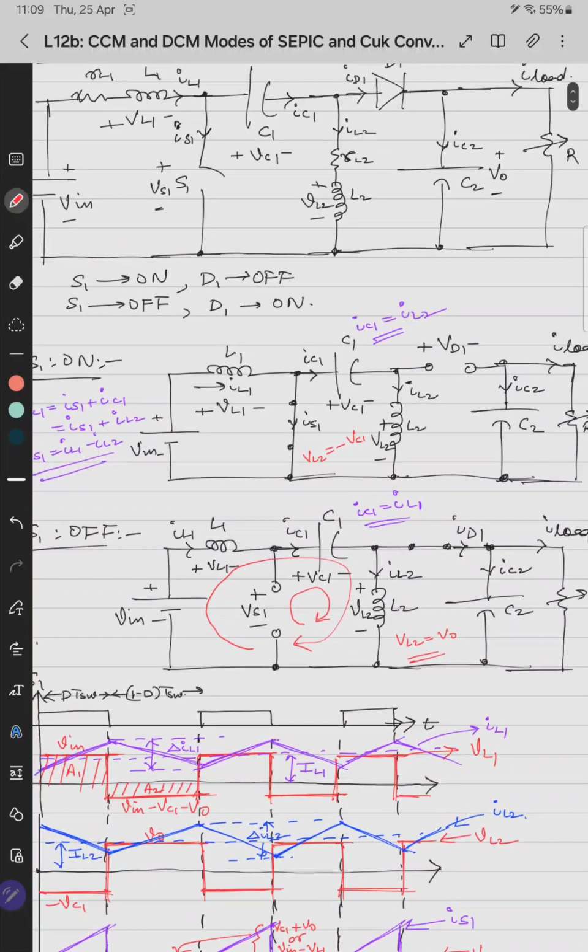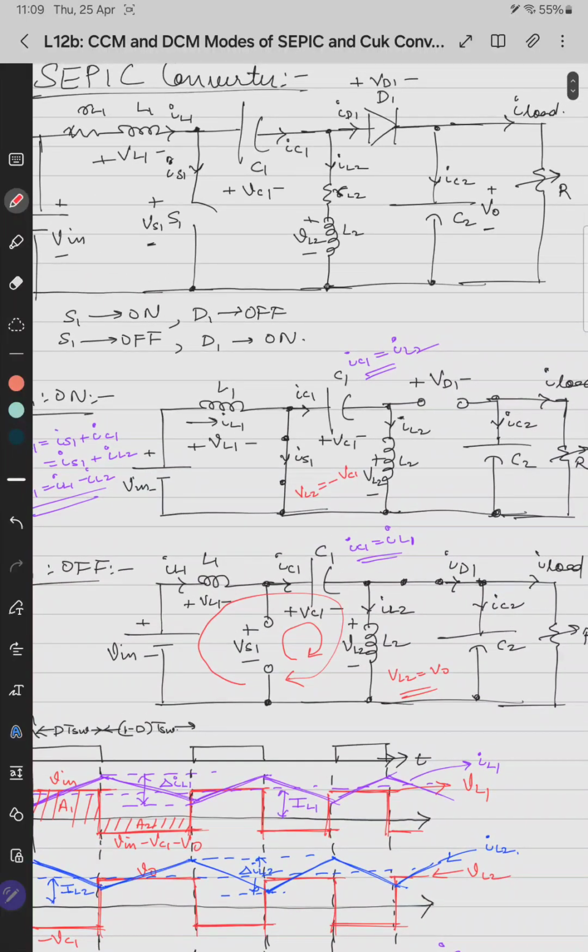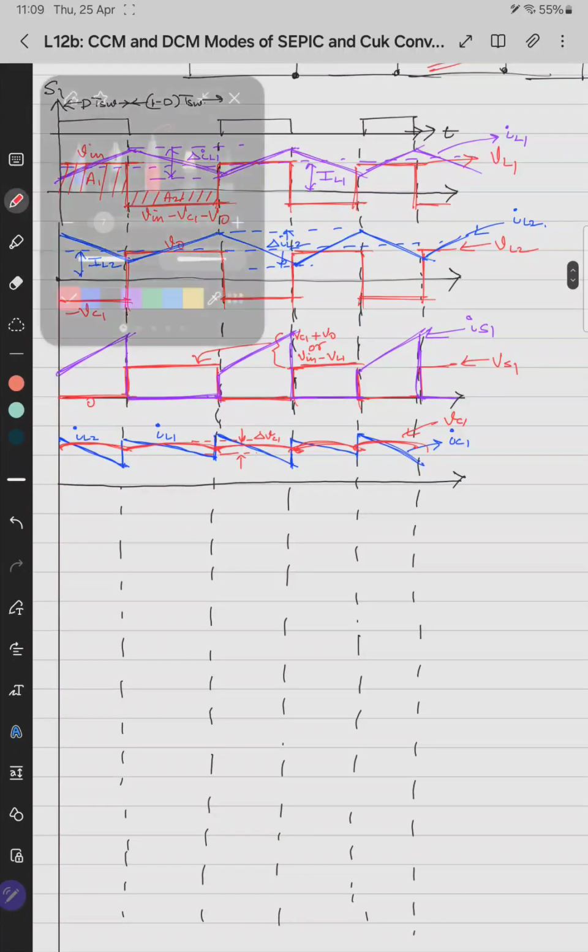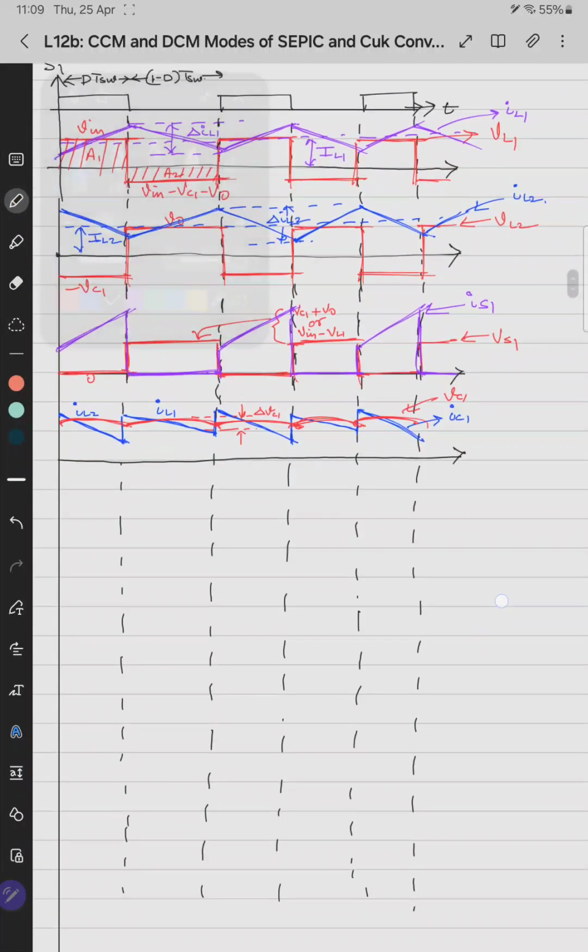We have to draw the waveform of the inductor also. Then the remaining things are the diode and the output. The last ones are the diode and the output capacitor.